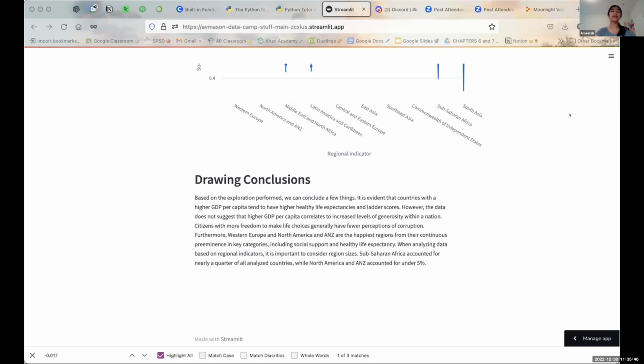When analyzing data based on regional indicators, it's important to consider region sizes. Sub-Saharan Africa accounted for nearly a quarter of all analyzed countries, while North America and ANZ accounted for under 5%.